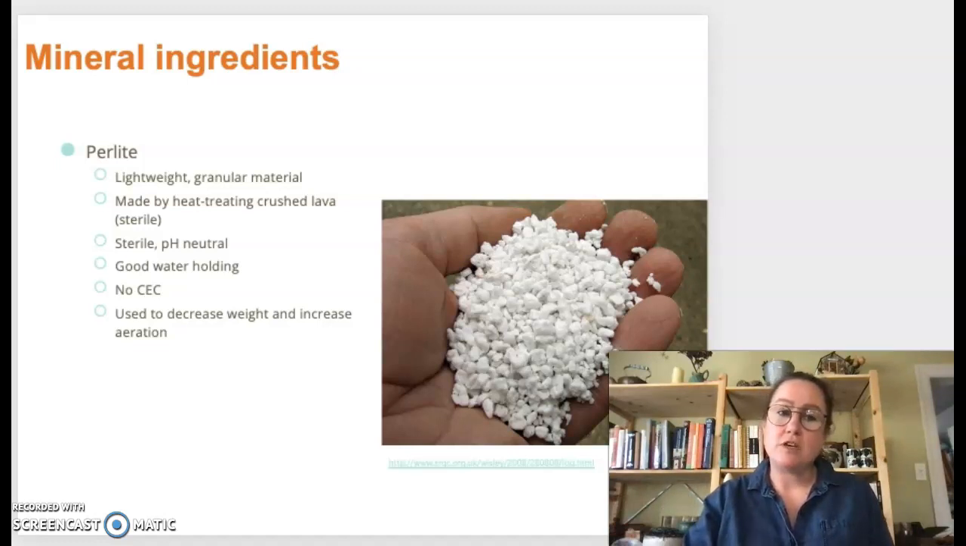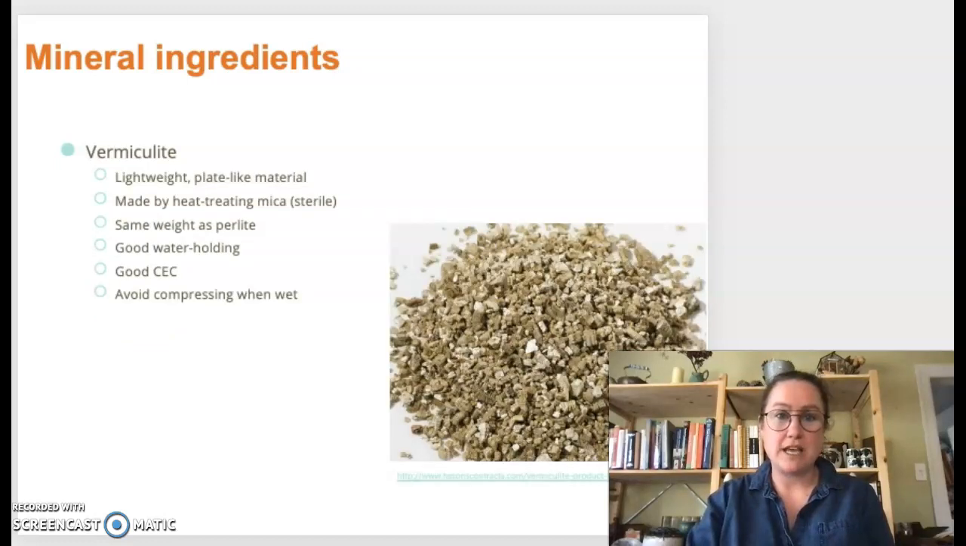I don't know if any of you confuse perlite and vermiculite. They're both used commonly, but I like to remember that perlite looks like little pearls. There you go. So vermiculite is lightweight. It's a plate-like material, and it's made by heat treating mica. It's the same weight as perlite, good water holding capacity, good CEC, and it avoids compression when wet.